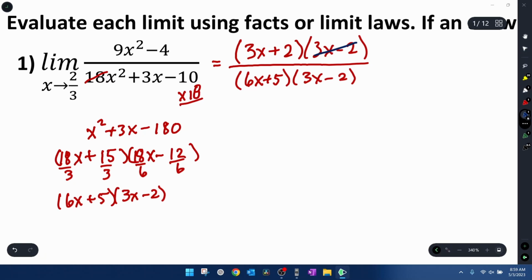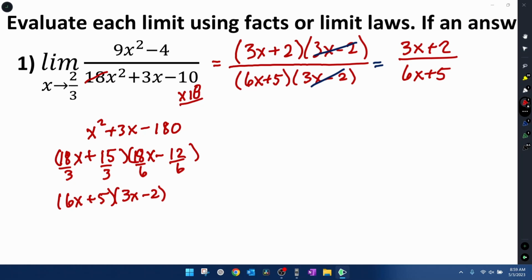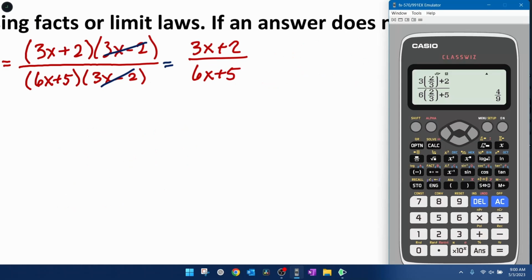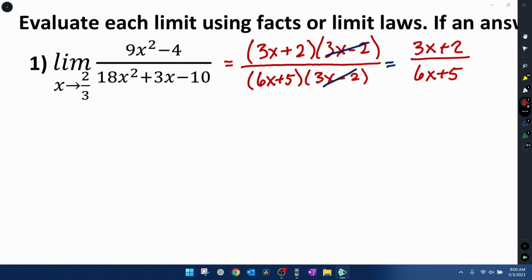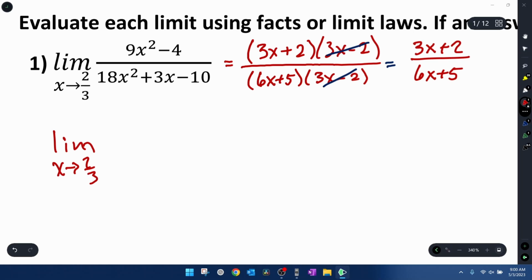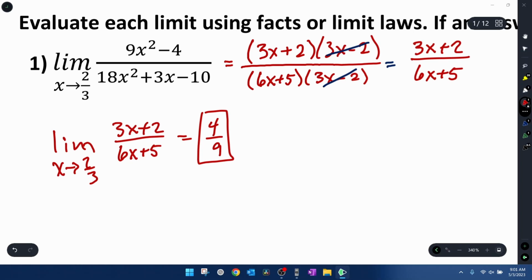Now we can see that we do have a common factor that we can eliminate, and that's going to simplify the rational expression to 3x plus 2 over 6x plus 5. And now that we have that simplified, we're going to see if evaluation will work. Evaluating with our Casio ClassWiz, we can see that that will work out to be 4/9, and that is going to be the answer to this problem. So, making it official, we would say the limit as x approaches 2/3 of 3x plus 2 over 6x plus 5 is 4/9, and that's going to do it for the first problem.